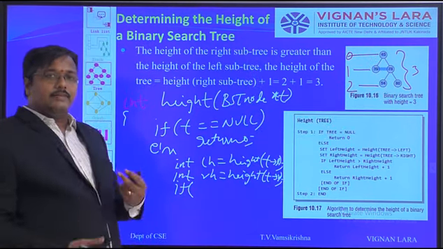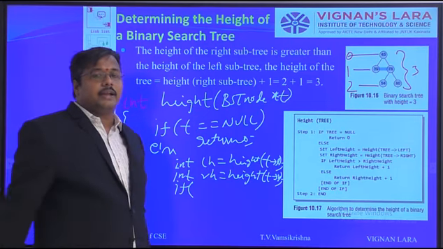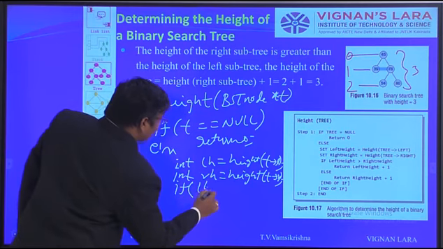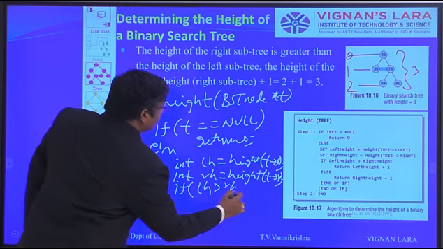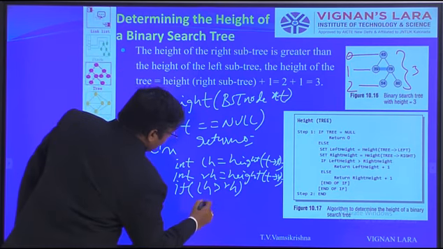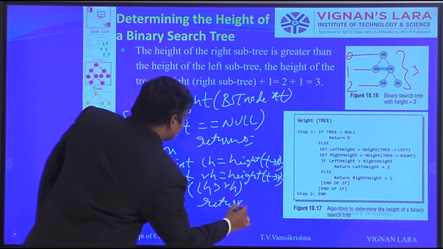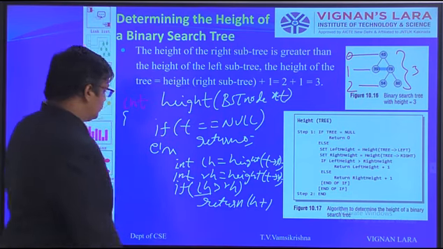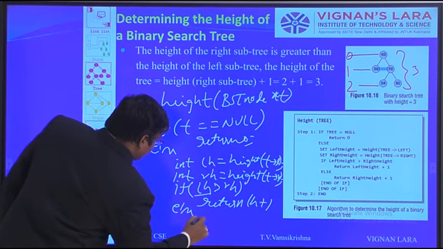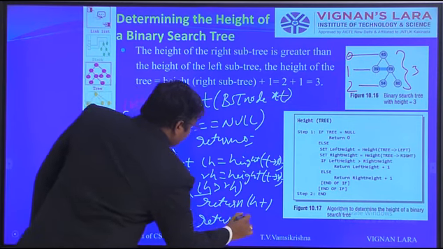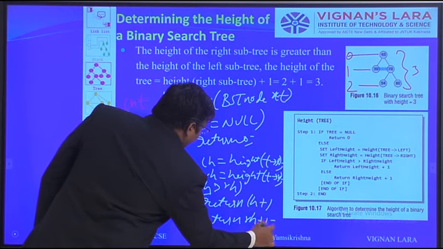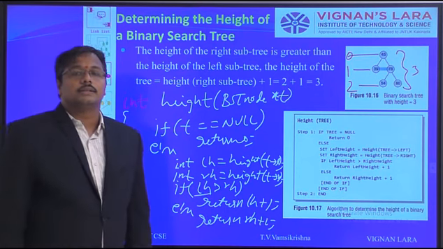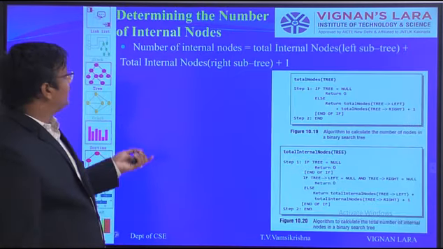So like that here, in each and every case we need to check the height of the left subtree and the height of the right subtree. If left subtree height is greater than right subtree height, return left subtree height plus 1. Why? Because in this case left subtree height is more. In the other case, return right subtree height plus 1. So this is the code for calculating the height of the binary search tree.